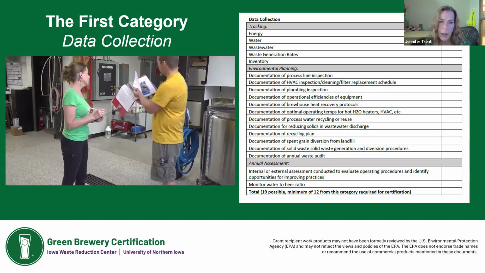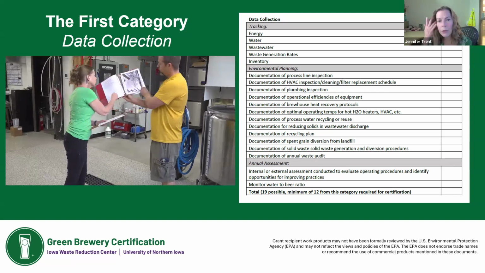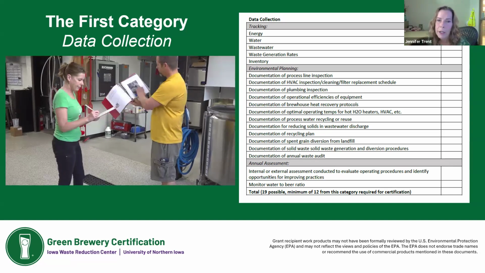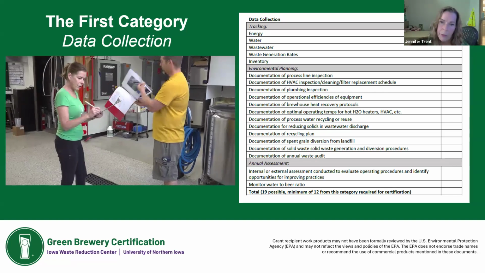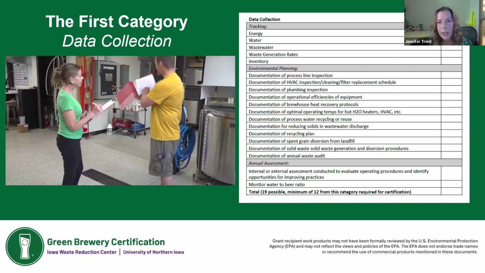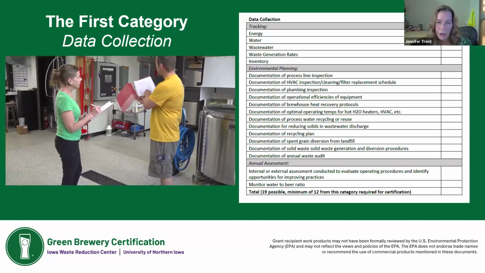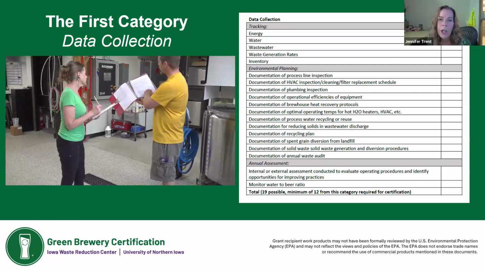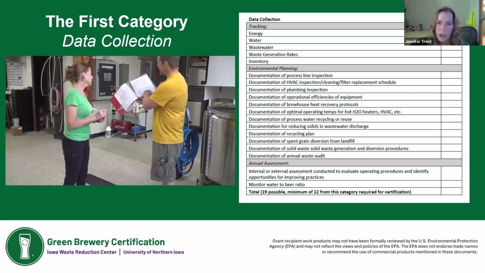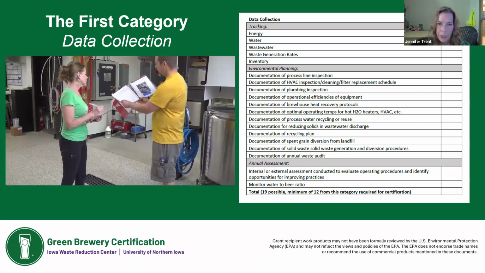The one that breweries have trouble tracking is wastewater. A lot of times wastewater will require a submeter on some of their process lines so they can track what they're sending to their wastewater treatment plant. So generally we get four check marks here unless they have a submeter.